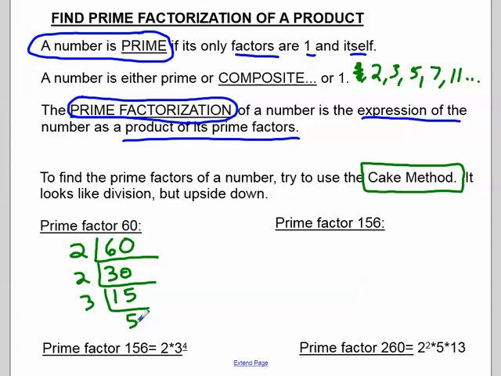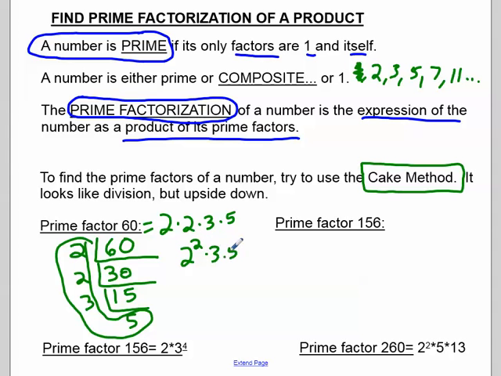When we get to a prime number down here, then all of these are our prime factors. And we could say this is prime factored as 2 times 2 times 3 times 5. And all we're doing is listing all of these factors. And that's the cake method of writing out numbers in terms of prime numbers. And probably more officially, we'd say this would be 2 squared times 3 times 5. That would be our prime factorization of 60.